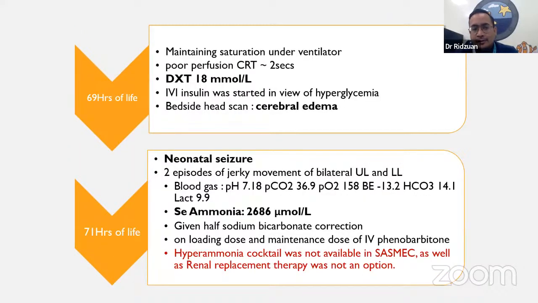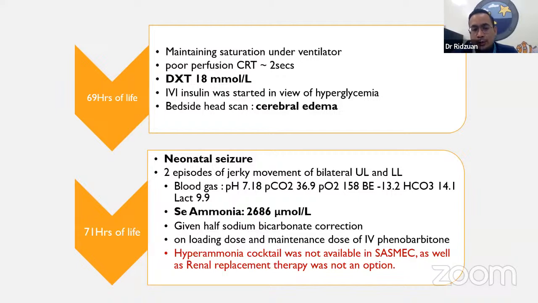At 69 hours of life, saturation was able to be maintained, but the perfusion was poor. There was a hyperglycemia episode which required insulin infusion. Bedside scan shows cerebral edema. Subsequently, the baby developed neonatal seizures, which were 2 episodes of jerky movements, and the blood gas at that time shows compensated metabolic acidosis with climbing of lactate to 9.9.